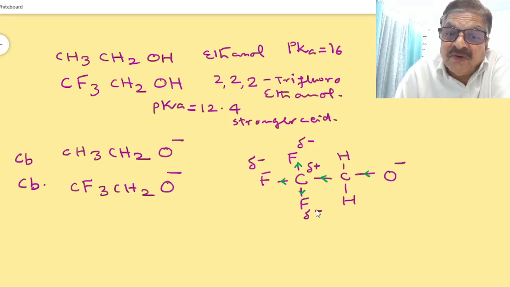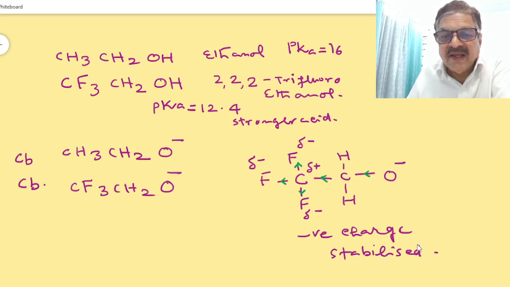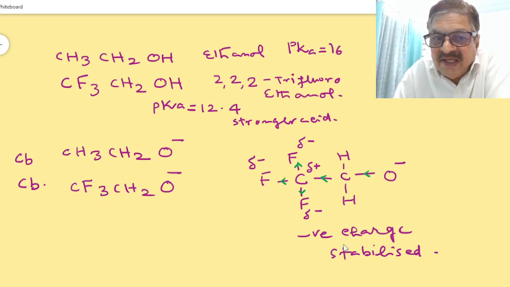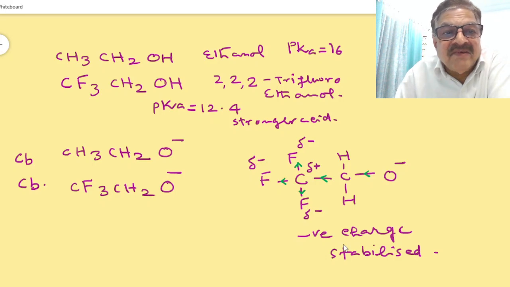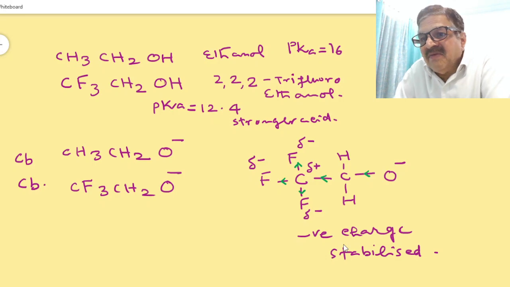So in that process, what is happening? The negative charge is stabilized. Therefore, it is becoming more stable. Once the negative charge is stabilized, this conjugate base is more stable. Therefore, the corresponding acid, CF3CH2OH, is a stronger acid. That is how we have to explain it.